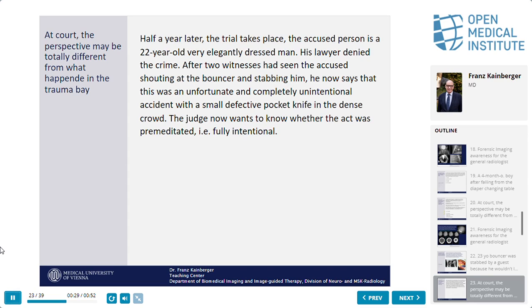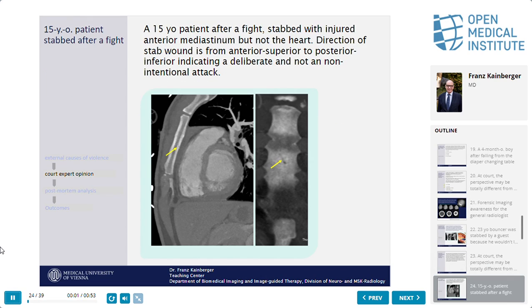So this person tries to explain how he couldn't have been the offender. And that's something, in this case, the CT images were of highest importance to document that it couldn't have been wrong because of the direction of the wound and the depth of the penetration. This is again another case that we had with a stab wound through the sternum, and the direction of it is from down to up.